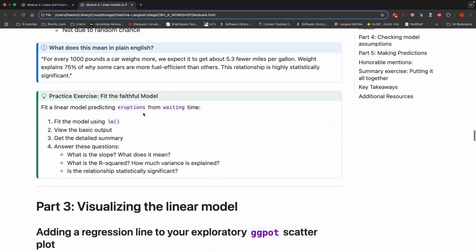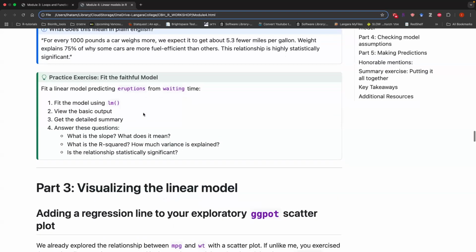So what does this mean in plain English, I hope? For every 1,000 pounds a car weighs more, we expect to get about 5.3 fewer miles per gallon. Weight explains 75% of why some cars are more fuel efficient than others. This relationship is highly statistically significant. Does that make sense to you guys? You all see it? Understand it? Good. Hopefully, no offense to any mathematician in the room.